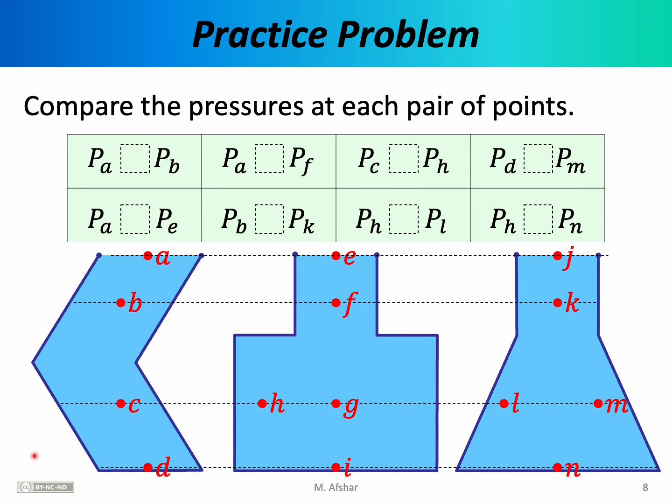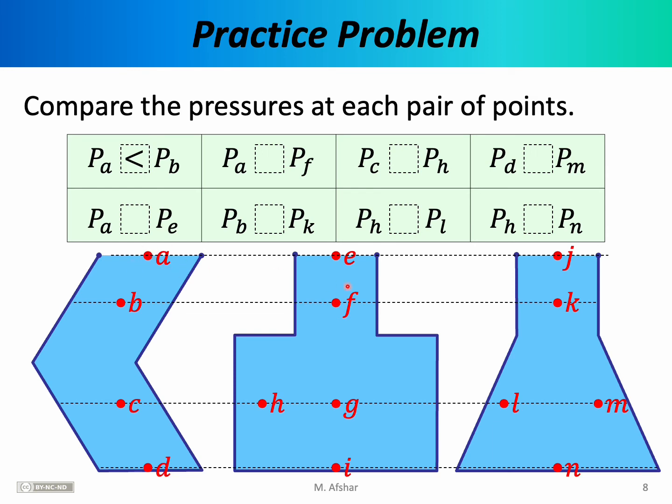Let's do one more practice problem, very similar to the last one we did, but this time we're going to compare points in 3 different containers. So we have 3 different oddly shaped containers. All of them are filled with the same fluid to exactly the same height. Comparing points A and B should be relatively easy. Point B is at a greater depth than point A, so the pressure at point B must be greater.